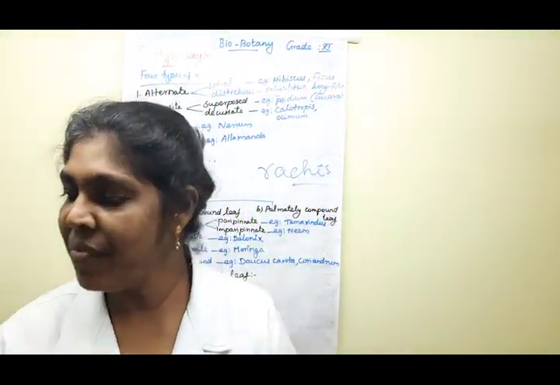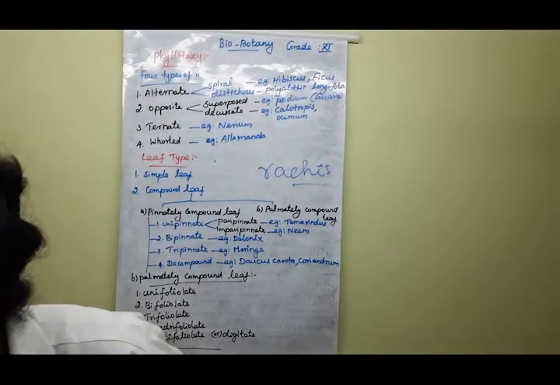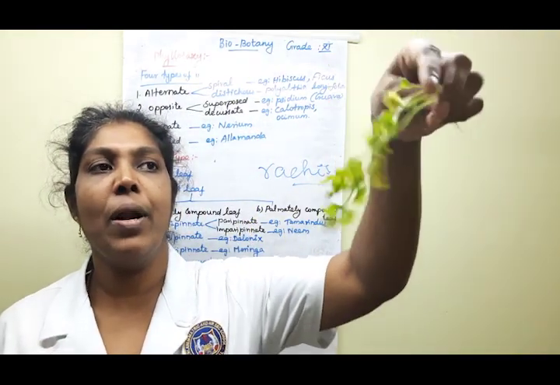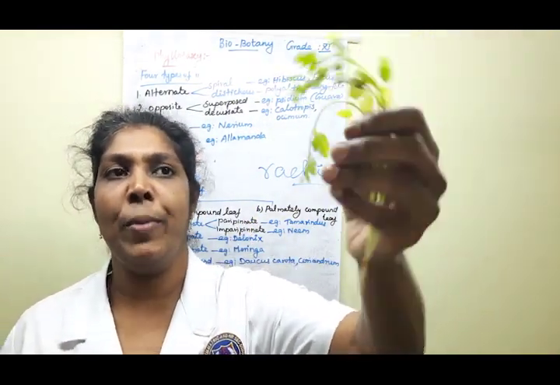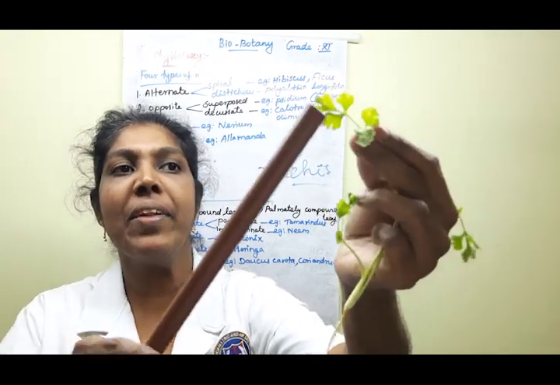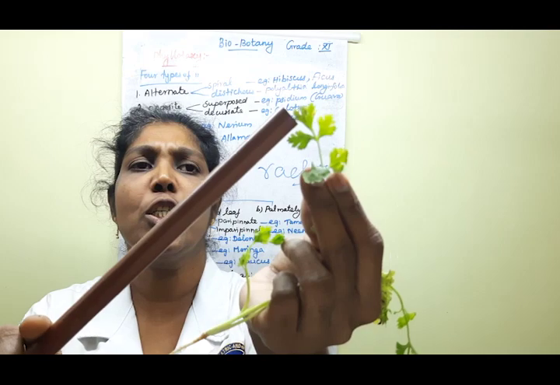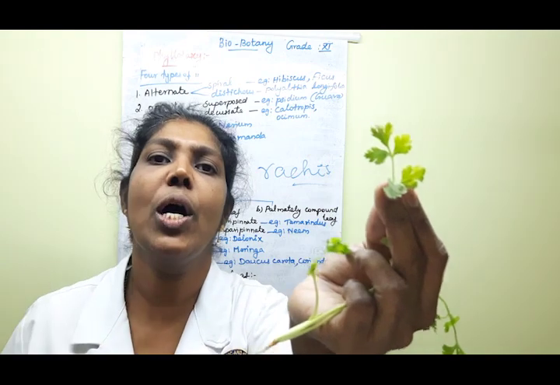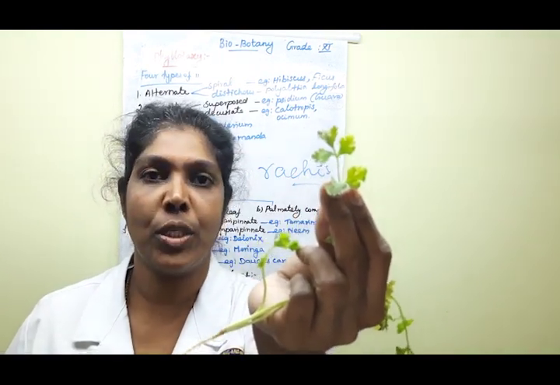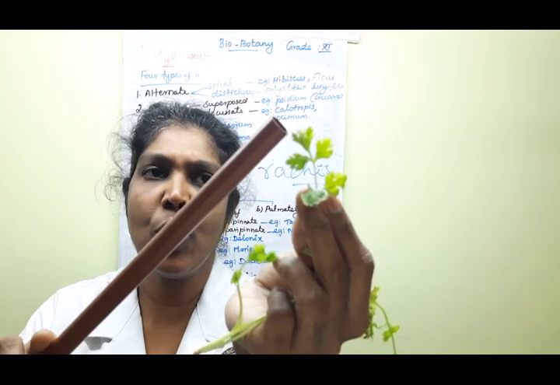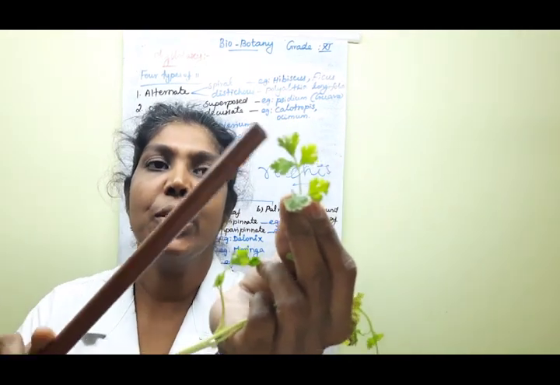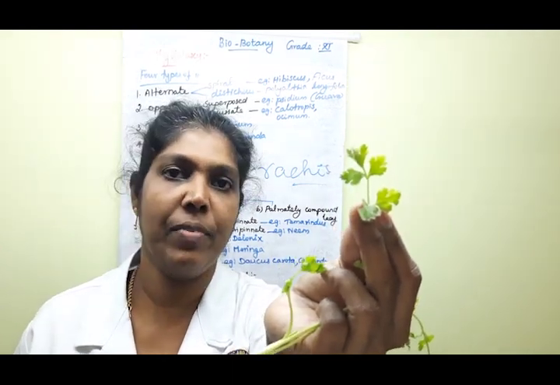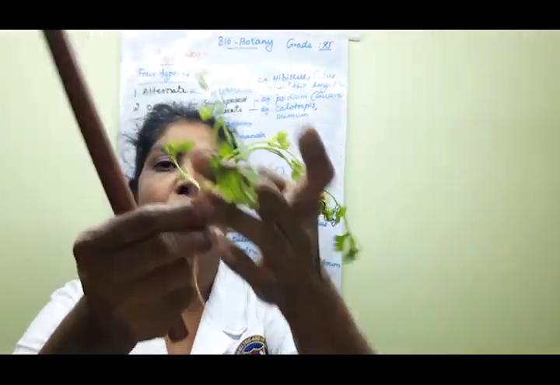Very good, children. Then finally, the last type is decompound. Clear? One of the best examples is coriander, kothamalli. Here the leaflets have so many divisions, so many divisions occur in the leaflets. That is why it is known as decompound. Clear? That is known as the decompound type of compound leaf. Clear, children? A good example is coriander.